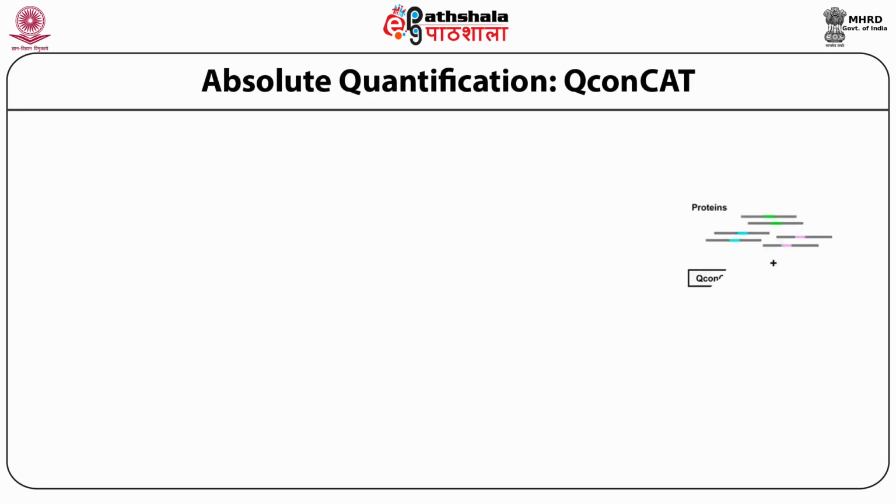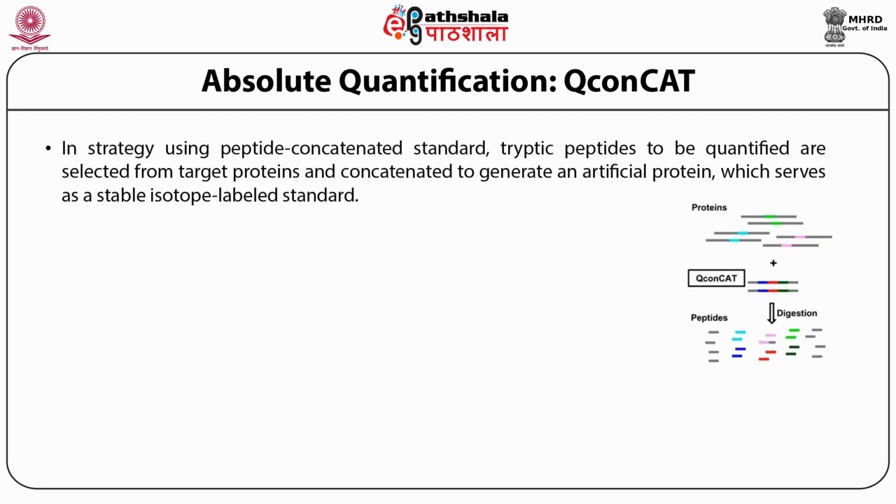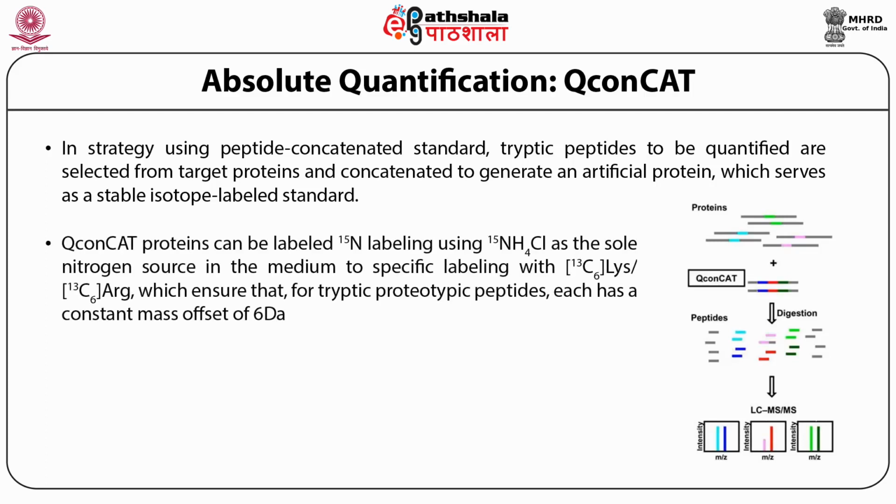Absolute quantification using QconCAT. In this strategy, peptide concatenated standards or tryptic peptides to be quantified are selected from the target proteins and mixed to generate an artificial protein which serves as a stable isotope labeled standard. The QconCAT proteins can be labeled by nitrogen 15 using ammonium chloride as a sole nitrogen source in the medium, or by specific labeling with either carbon 13 lysine or carbon 13 arginine, which ensures that for tryptic proteolytic peptides, each has a constant mass offset of 6 Dalton.